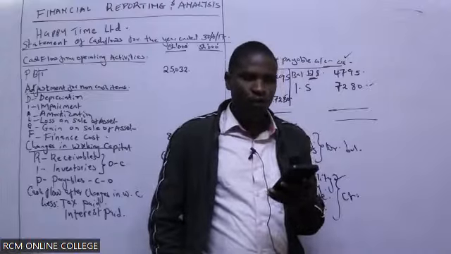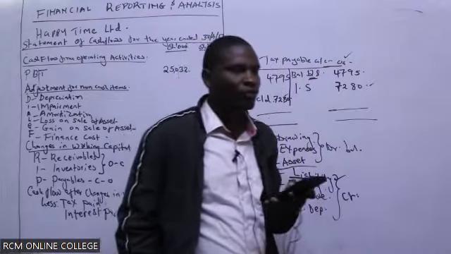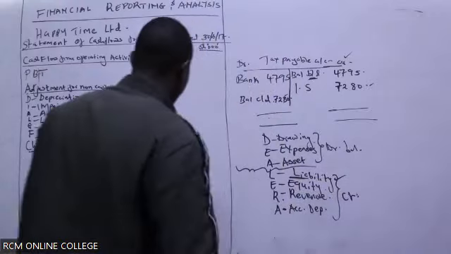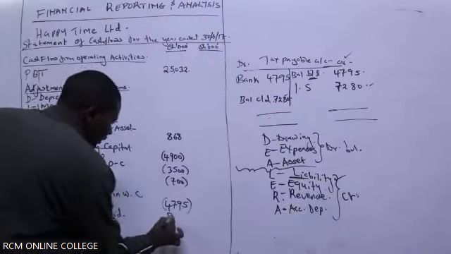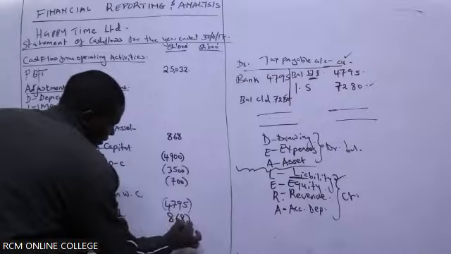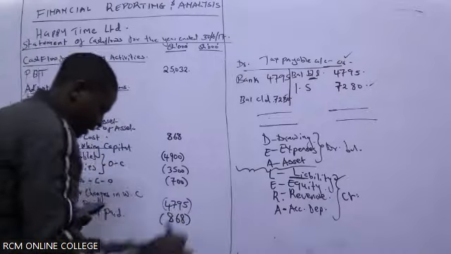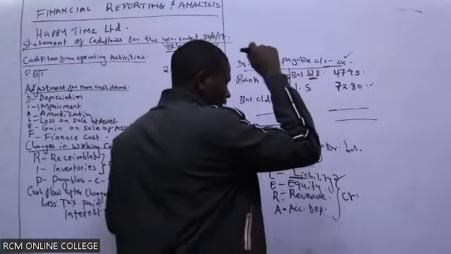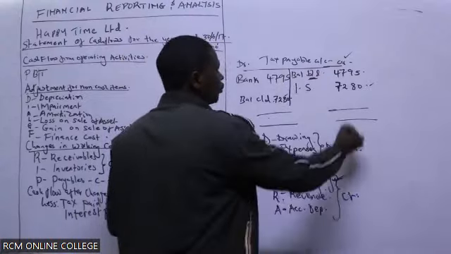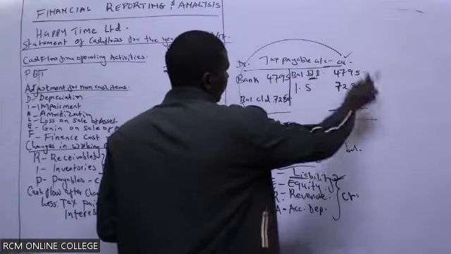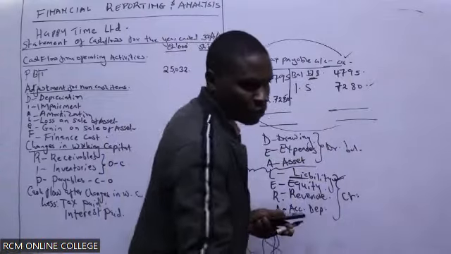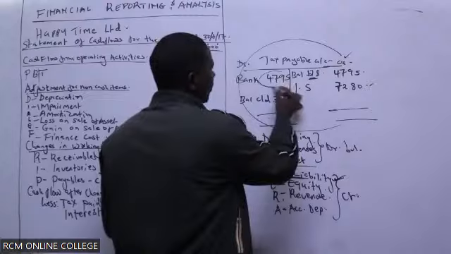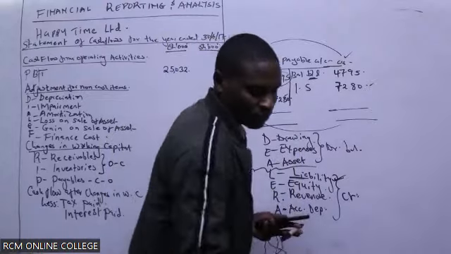Tuko nayo kweli? Hatuna. I cannot see. Therefore, the 868 was the actual interest paid. But please note, if there was something in the current liability section, you could have done it this way. Ungefanya hivyo ili uweze kupata nini? Ili uweze kupata the balance hapa, of course.